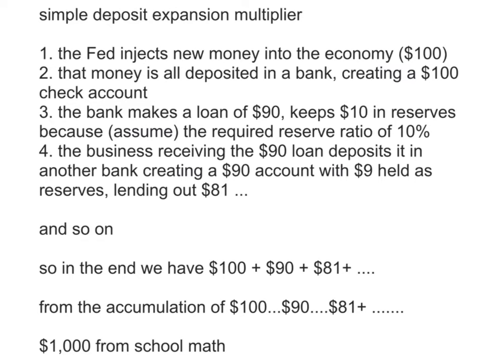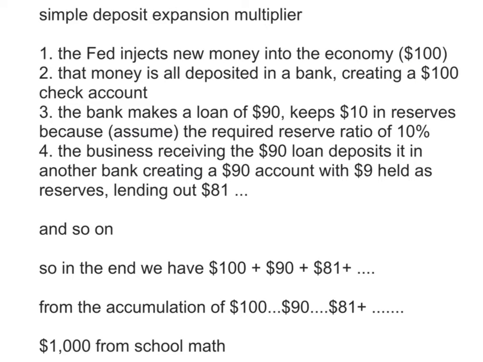Now, we're going to assume that the reserve ratio required by the Fed is 10%. So when this bank takes $100 and keeps $10, it's keeping exactly the right amount of reserves. It doesn't have any excess reserves in this case. It only keeps the minimum of $10 required. It loans the $90 to a business.